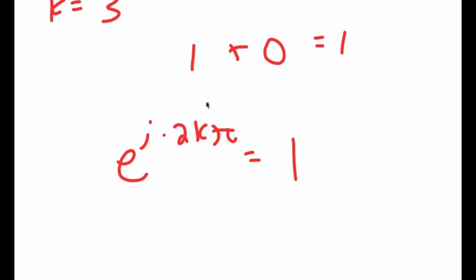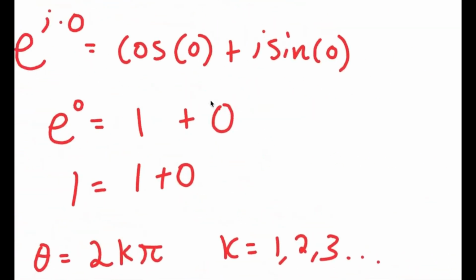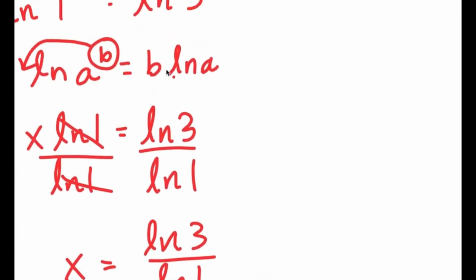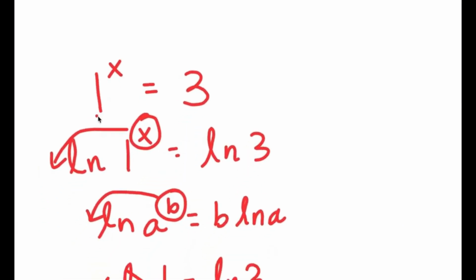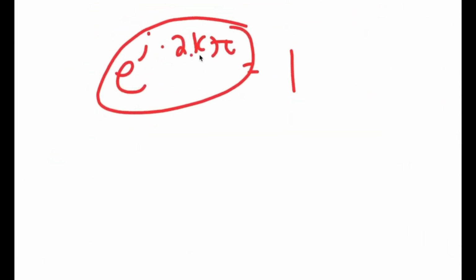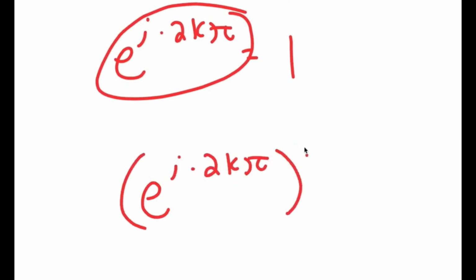So now this means that we can substitute this back into our original equation, which is 1 to the power of x is equal to 3. This is our original equation, and we can substitute in e to the power of i times 2k pi for 1. So now I get e to the power of i times 2k pi, to the power of x, is equal to 3, and this is my new equation.